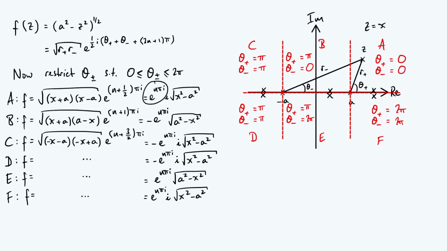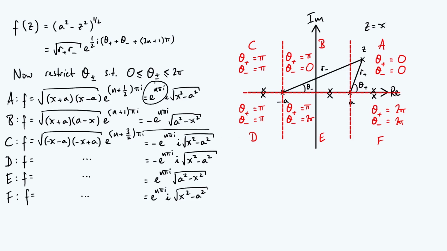Now that ambiguity can't really be resolved. That's just something for us to decide, right, which value of n we want to take. What matters really is the relative sign of these various different expressions compared with each other. So what I mean by that, for example, is let's say that we just decide that in region B, we want the value of f of z to be positive.